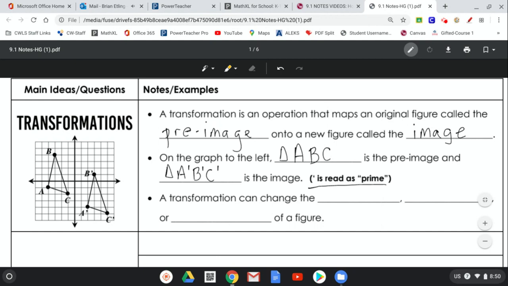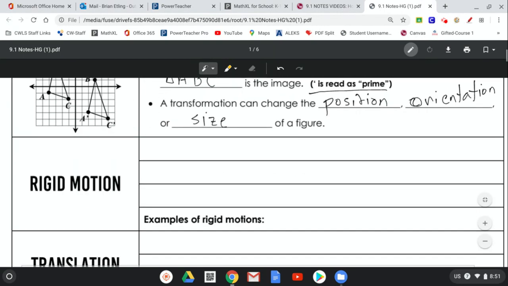Okay. So a transformation can change the position, by moving it, the orientation, by rotating it or reflecting it. Oop, wow, spelled that one really bad. Orientation. And then also the size, which is called a dilation, but we'll get into that later. Okay, so that's what can happen in some way.